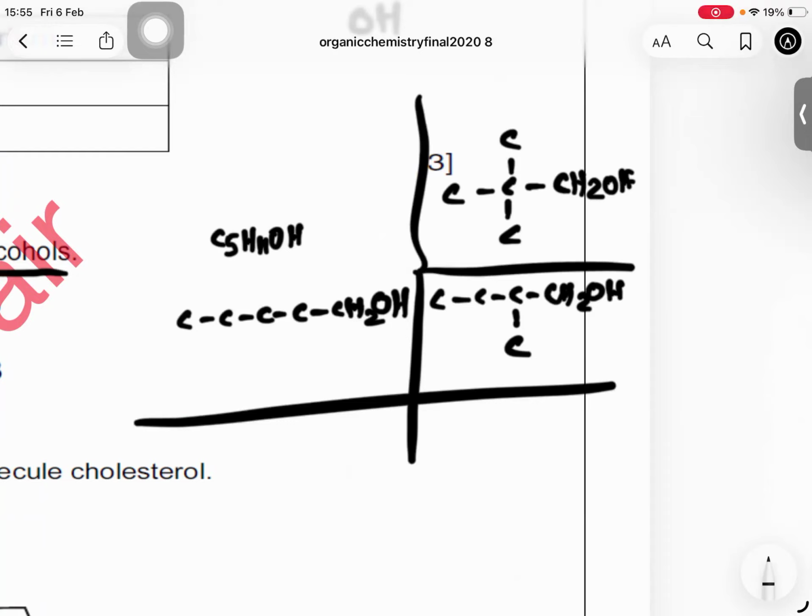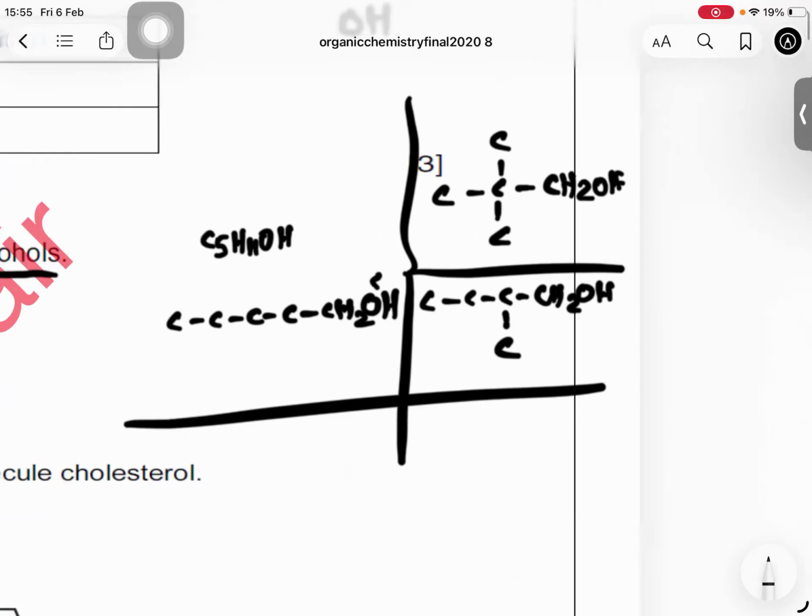Can I make the position isomers? I cannot make the position isomers. Why? He restricted me. Because for position isomers I have to change the position of OH. And if I change the position of OH, what happens? It would not be a primary alcohol anymore. So we can make one more.